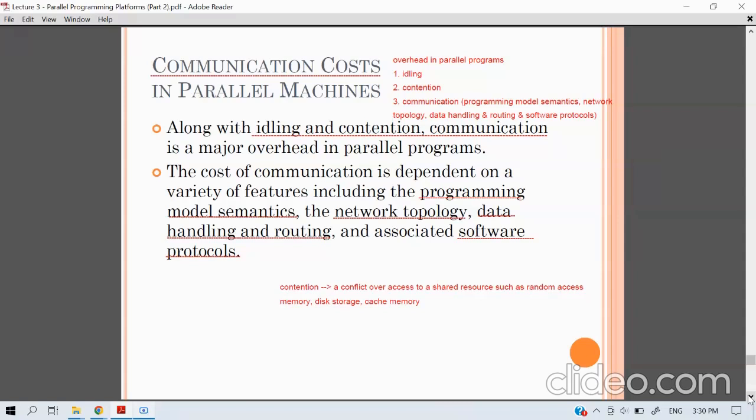So what are the factors that might cause communication weakness? There are things such as programming model semantics, network topologies, data handling and routing, or even the software protocols that we use.